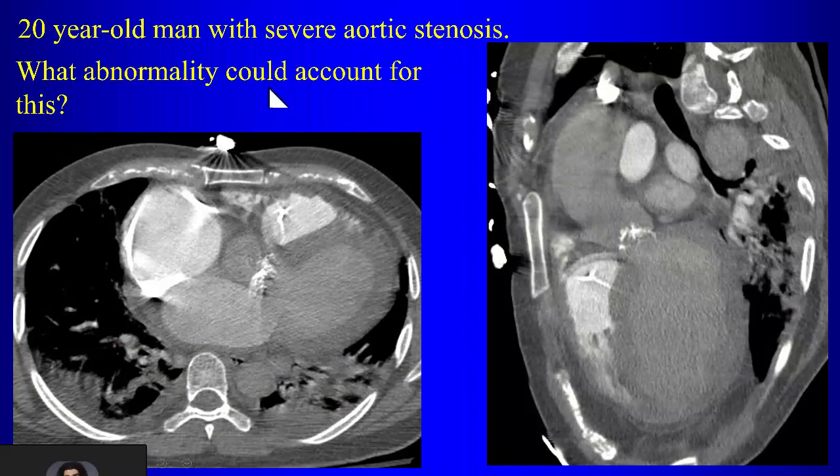Right? So you need to remember that relationship also. All right, so here we have a 20-year-old man, and I'm telling you the patient has severe aortic stenosis. And the question is, what abnormality could account for this? First, what are some of the abnormalities that we notice here on the CT? What are things that are abnormal? What can we say is abnormal here? Anybody? Any findings here on this CAT scan? Is that a normal CT for a 20-year-old?